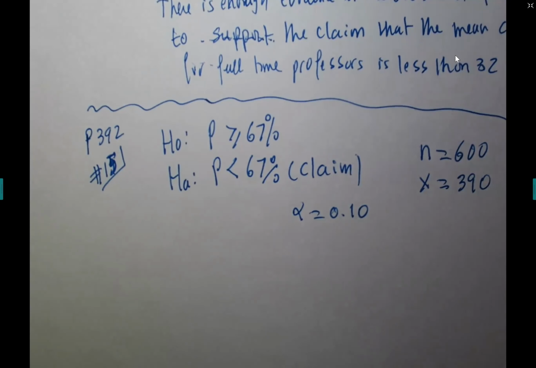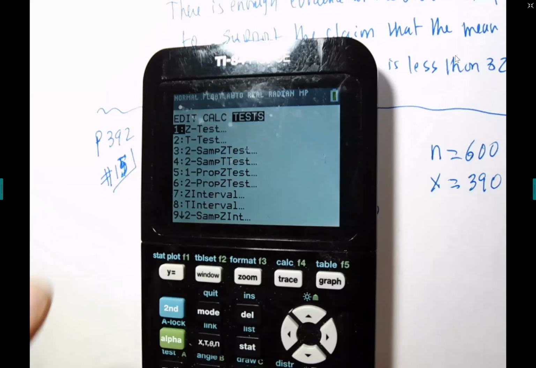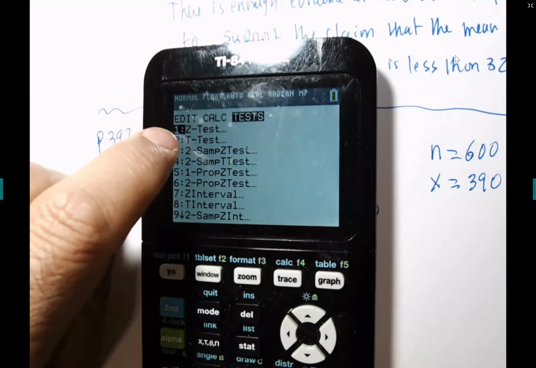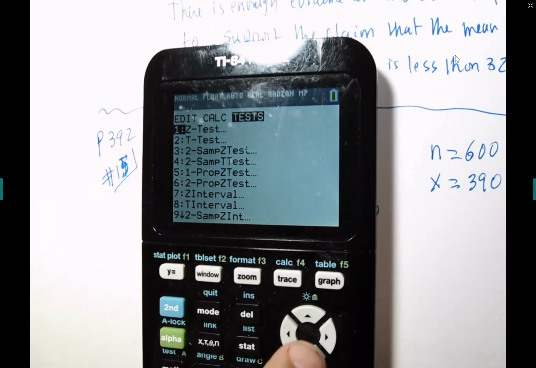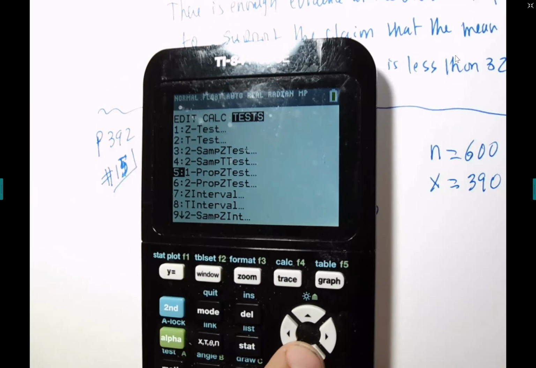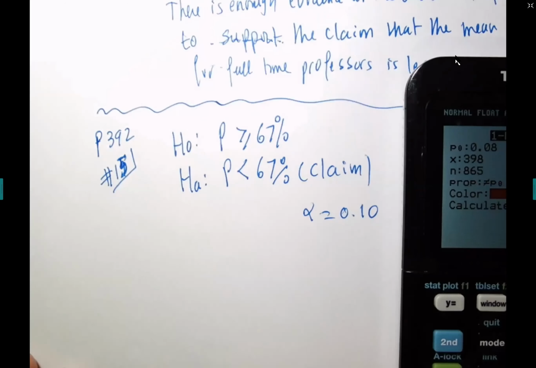Okay. This is not a mean test, so it's not a Z or T, it is a proportion test. And guys, let me show you where the proportion test is sitting right here. Look, this is a Z test, a T test, and you can see number 5 is your proportion test. You don't pick interval, it's a proportion test. Okay. And let's do this one. Number 5.